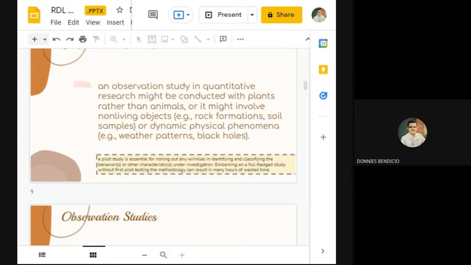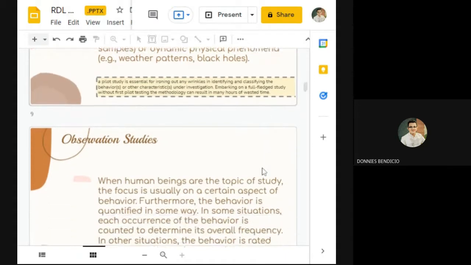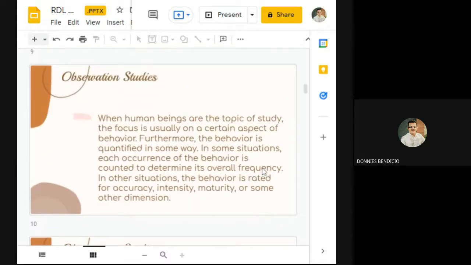Baka kasi magkaiba yung perspektiba natin kapag nandoon tayo sa situation na yan. So we try to understand first the nature of these phenomenon of these individuals that we're trying to observe. So when human beings are the topic of the study, the focus is usually a certain aspect of behaviors. Furthermore, the behavior is quantified in some way.